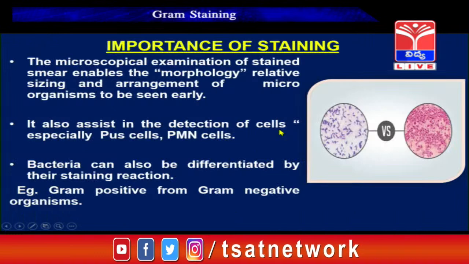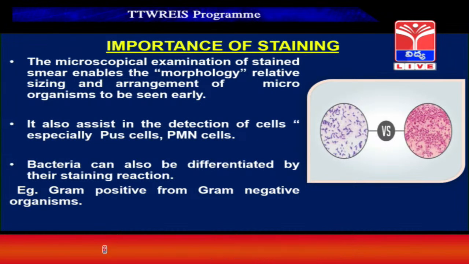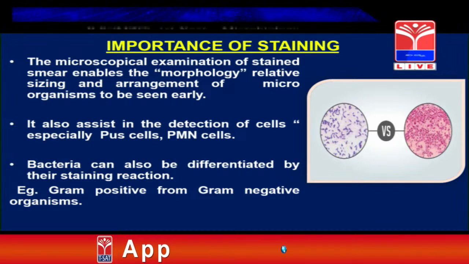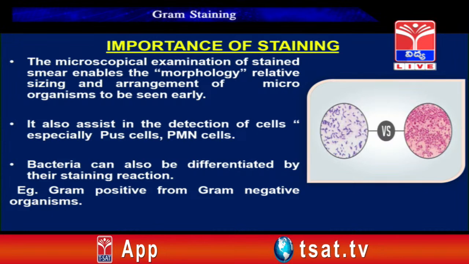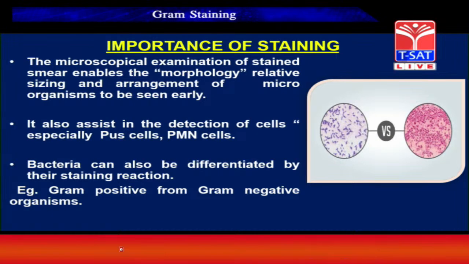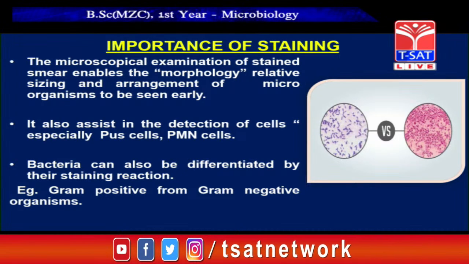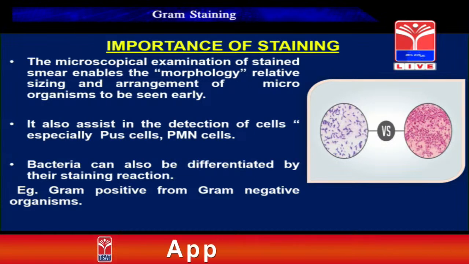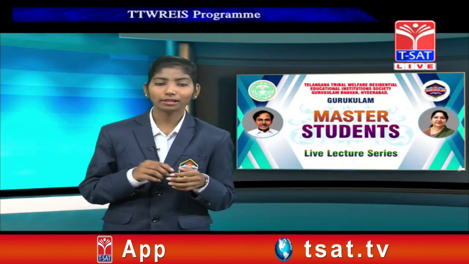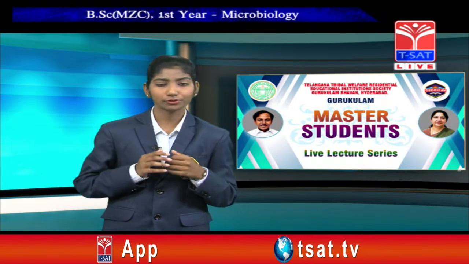And the next one is importance of stainings. So, the microscopical examination of a stained smear can enable us to learn about the morphology, relative sizing and arrangement of bacteria. So, bacteria can exist in a variety of shapes. For example, these are the different types of bacteria which we have.